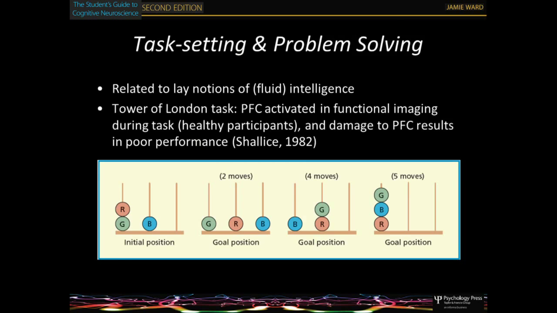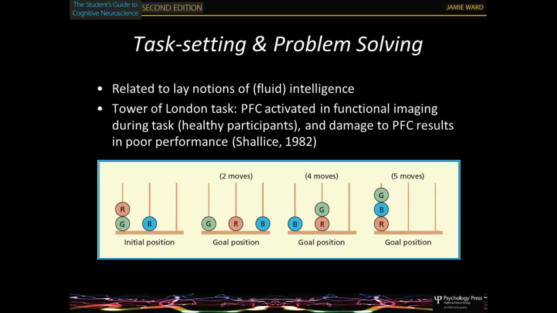So task setting and problem solving. This is related to a lot of ideas about intelligence. And here I talk about fluid intelligence, which is doing novel things as opposed to things like cultural knowledge, knowing who wrote Hamlet, doing arithmetic and things like this. So it's to do with thinking on your feet type of problems. We'll say more about that. This is the kind of test that has been done. So it's based on that you've got this position here, and you've got to get it to that one there.